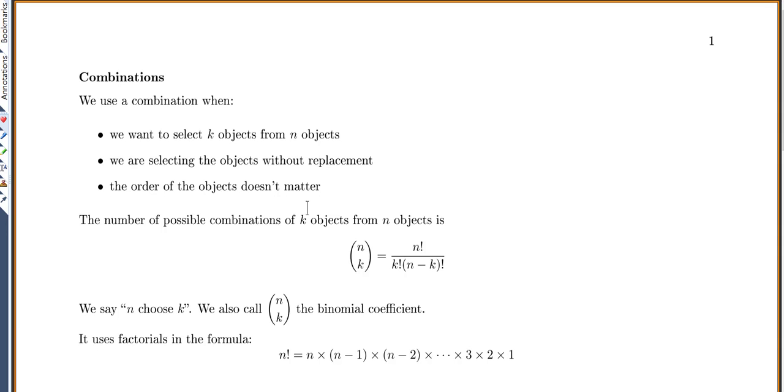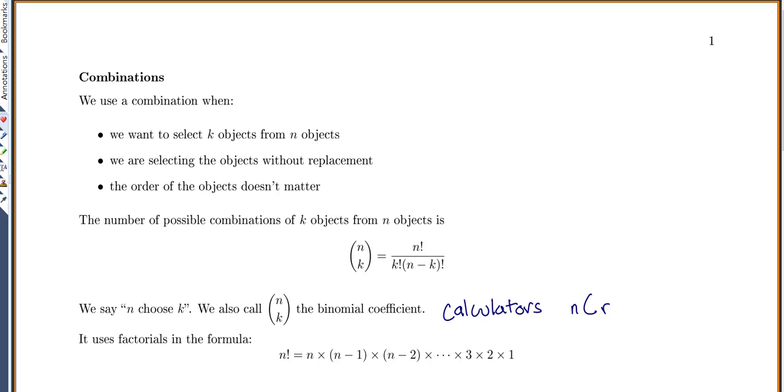So the number of possible combinations of k objects from n objects, we write it like this: n choose k is equal to n factorial over k factorial times n minus k factorial. We also call n choose k the binomial coefficient. If you're using your calculator, not all calculators, but most of them will have a little symbol of n choose r. They just use an r instead of a k for some reason.